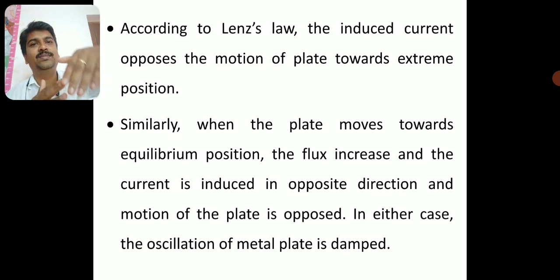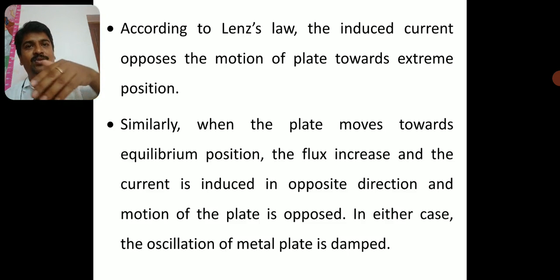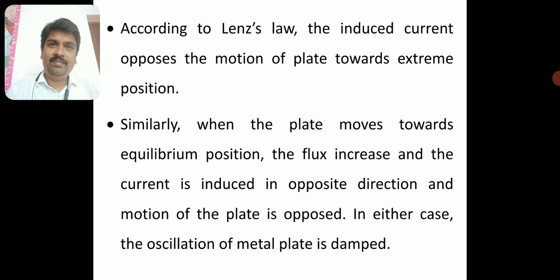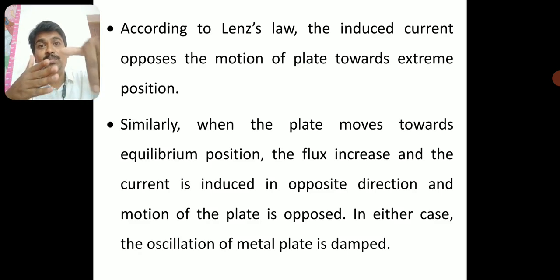Similarly, when the plate moves towards the equilibrium position, flux increases again and the induced current will increase in the opposite direction, and the motion of the plate is opposed. Now the motion of the plate is opposed in either case. Therefore, oscillation of the metal plate is damped. So the eddy current produced in the metal plate opposes the cause of its production. It opposes the change in magnetic flux. It opposes the motion of the metal plate. Therefore the metal plate is damped.